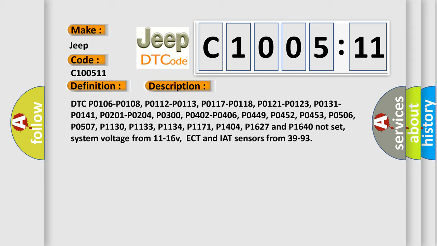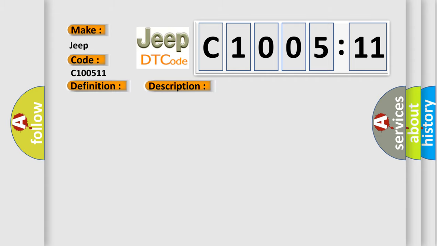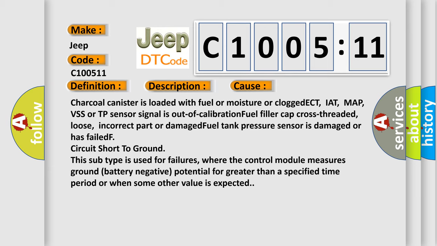This diagnostic error occurs most often in these cases. Charcoal canister is loaded with fuel or moisture or clogged. ECT, IAT, MAP, VSS or TP sensor signal is out of calibration. Fuel filler cap cross threaded, loose, incorrect part or damaged. Fuel tank pressure sensor is damaged or has failed.